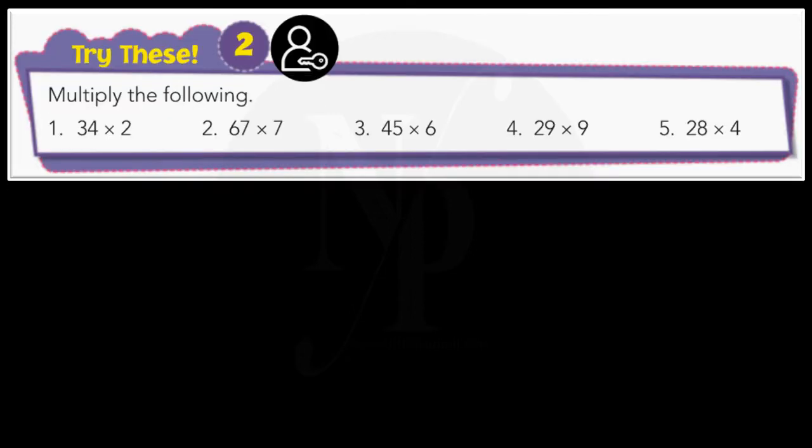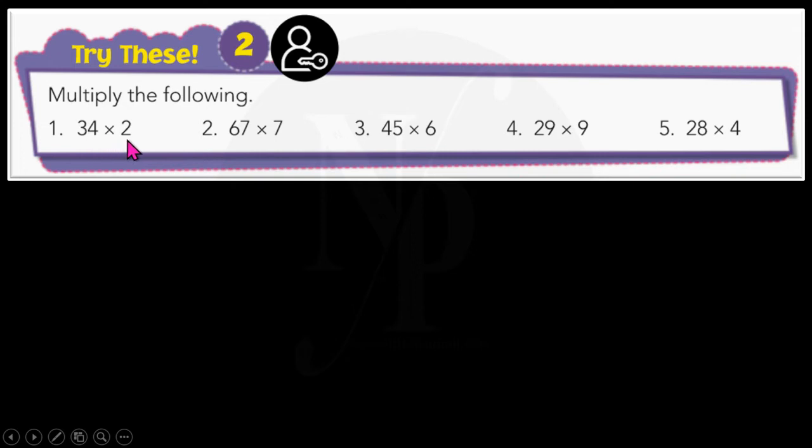Here we have some questions to be solved. In try these number 2, multiply the following. We have 5 questions here. Let us multiply these one by one. Let us take the first question. Here we have 34 into 2.